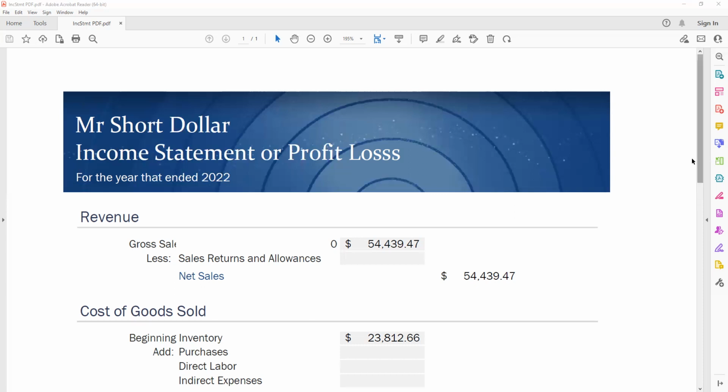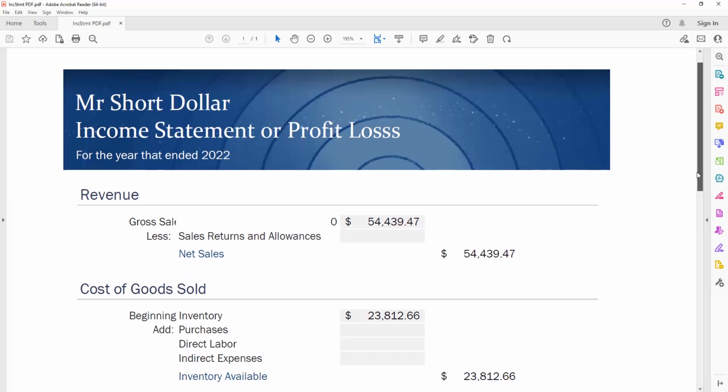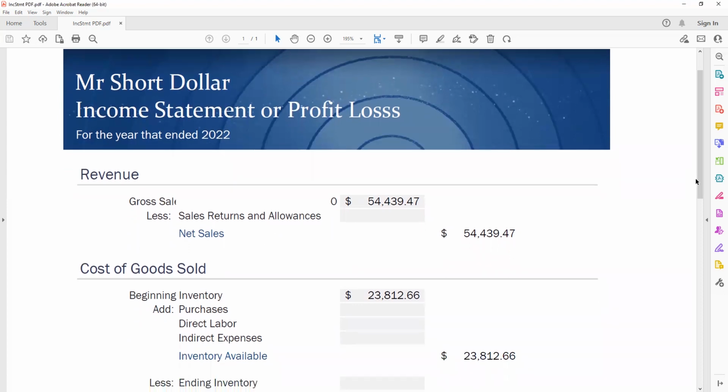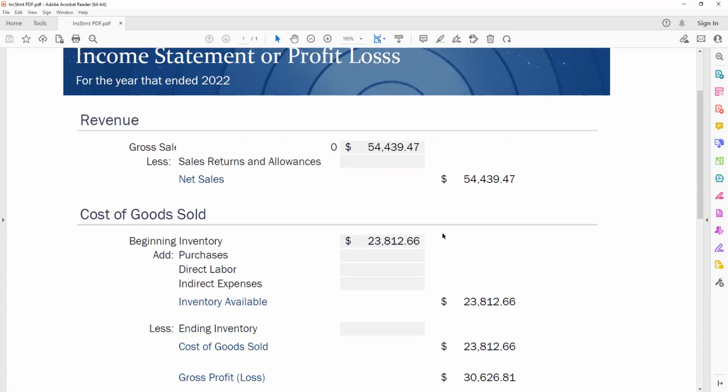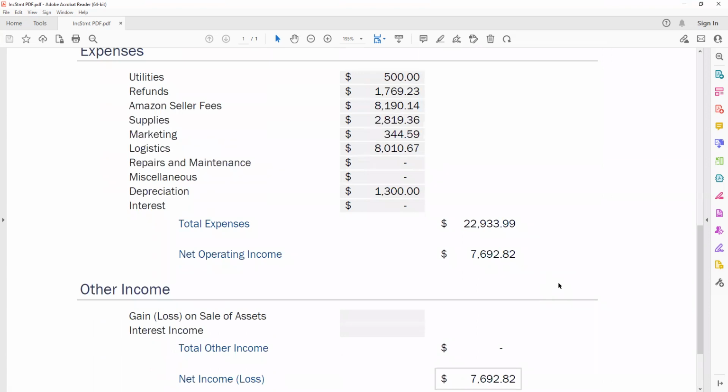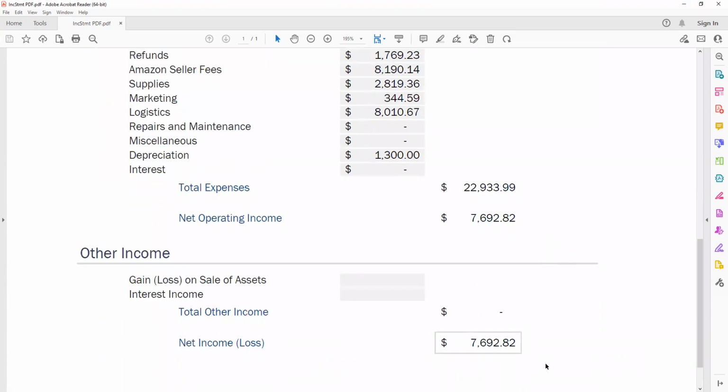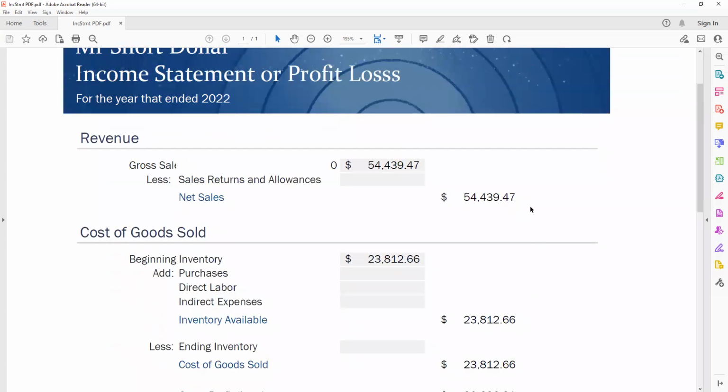Now, you have different sections of the income statement or profit and loss statement, and we're looking at these right now. You have 4 different sections: one being revenue, another cost of goods sold, another expenses, and another section being other income, which ultimately go down to the net income or loss. Net income or loss being a positive number means the company made money. If it's a negative number, that means the company had a loss. So let's break down these different sections.